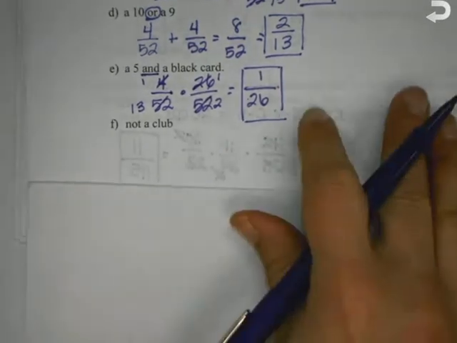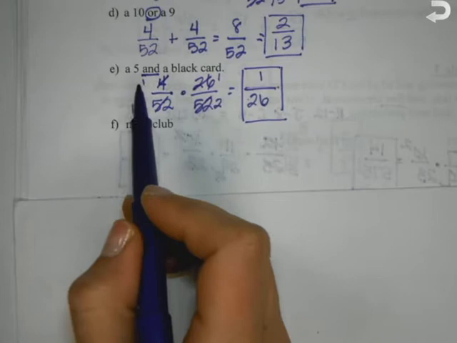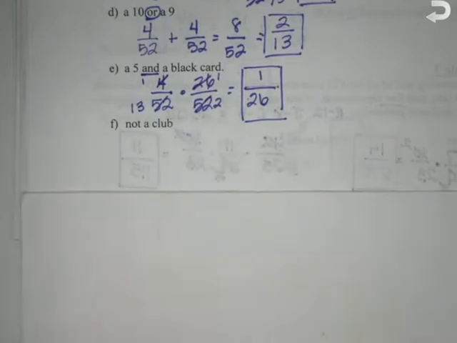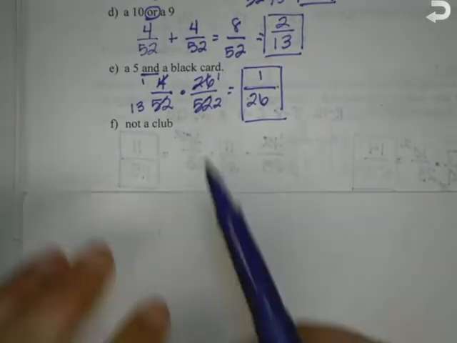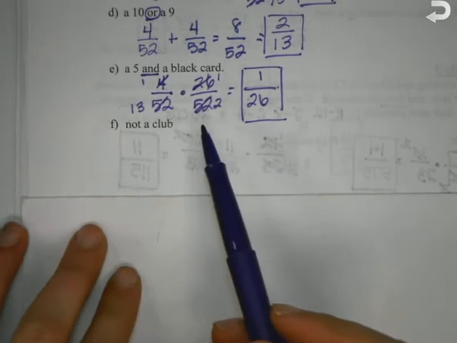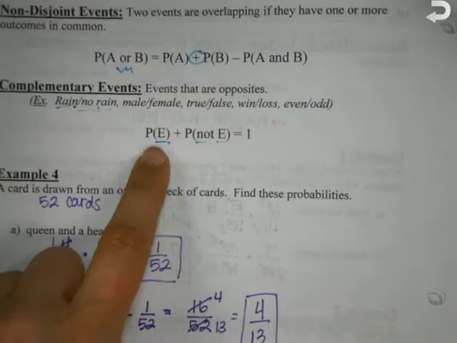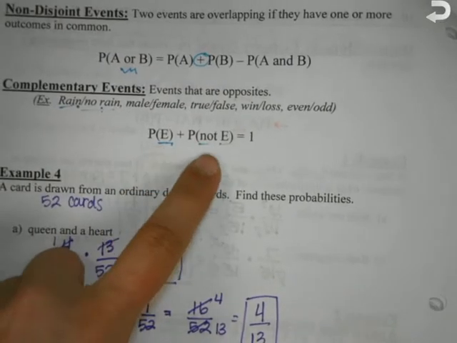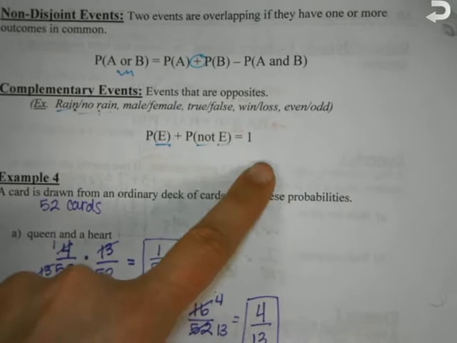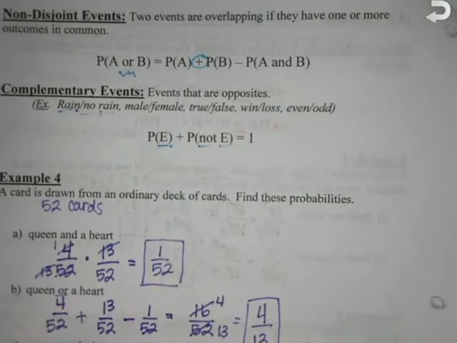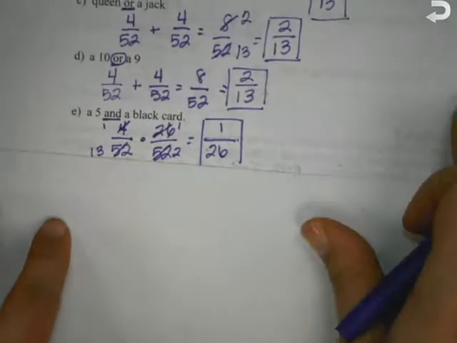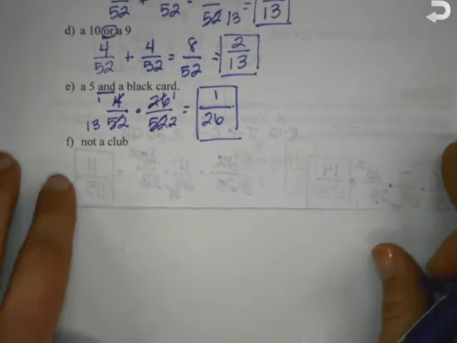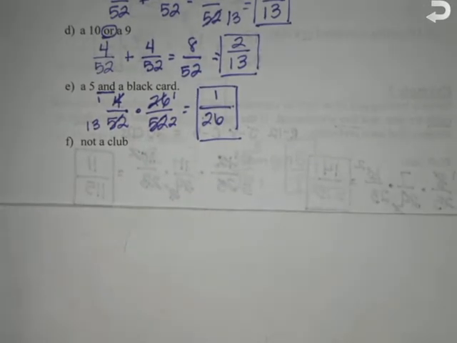We want not a club. Okay, so we are looking for a complementary event. The probability of drawing a club plus the probability of not drawing a club should equal 1, right? So how would I find the probability of not a club? We would just subtract, right? How many clubs are in the deck? 13. So if I don't want a club, how many cards are there to choose from? 39. Yeah, 52 minus 13 gives me 39, right?